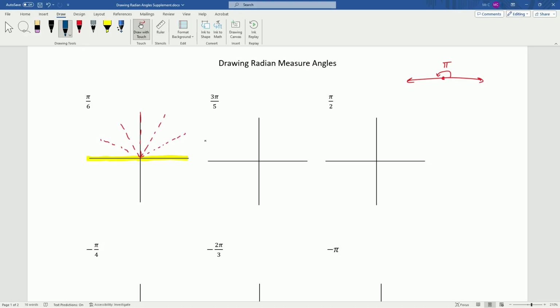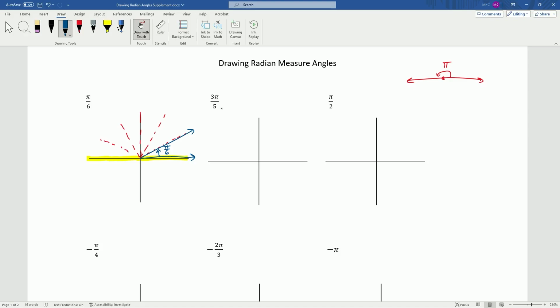And then we'll draw our actual angle in blue. So this is our initial side here. And then since this is 1 pi over 6, I'm going to rotate through 1 of those pi over 6 segments. So that's pi over 6.